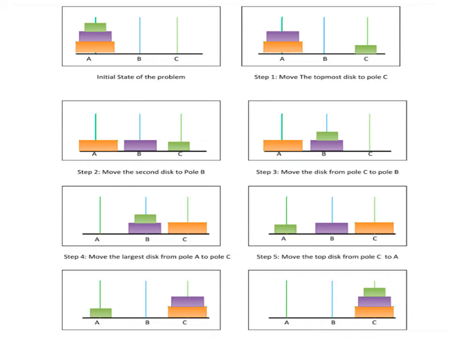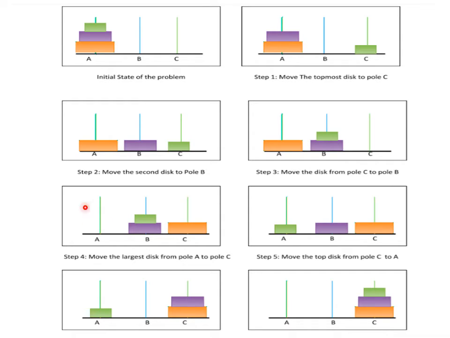After that, what am I doing? I am picking the disk from C and placing it on B. See, here you can see. After that, I am moving the disk from A to C because it is empty. See, here I have placed it. You can see the diagram.